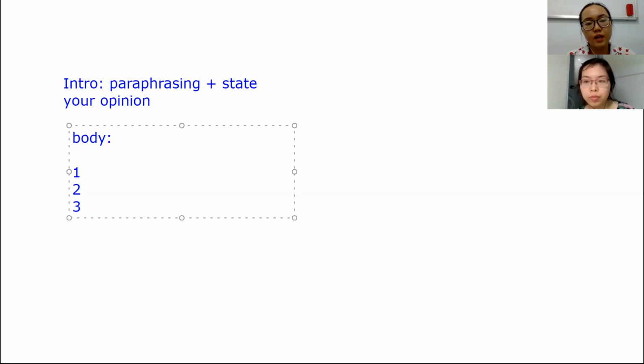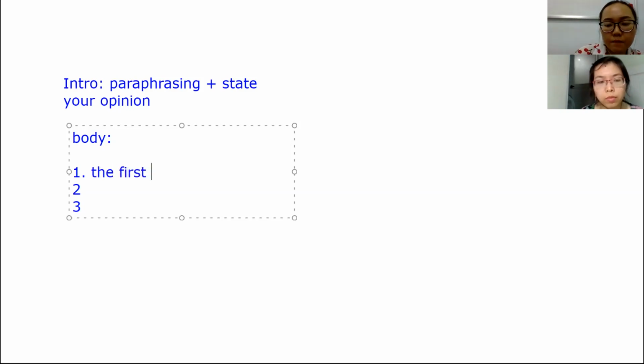For example, if they ask, do you agree or disagree? Or to what extent do you agree or disagree? So with the intro, you will paraphrase it, and then you say, okay, I completely agree with this statement. And then because you agree with the statement, there are reasons, right? There are your reasons why you agree with it. So, for example, in the first paragraph, you will explain the first opinion. Okay?